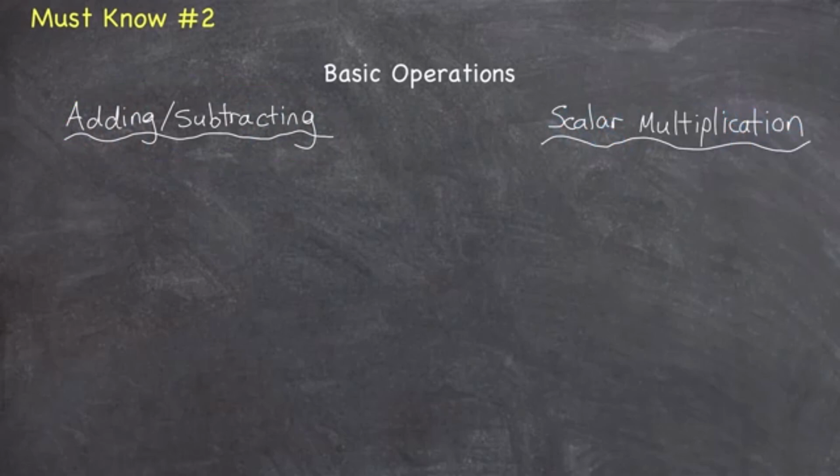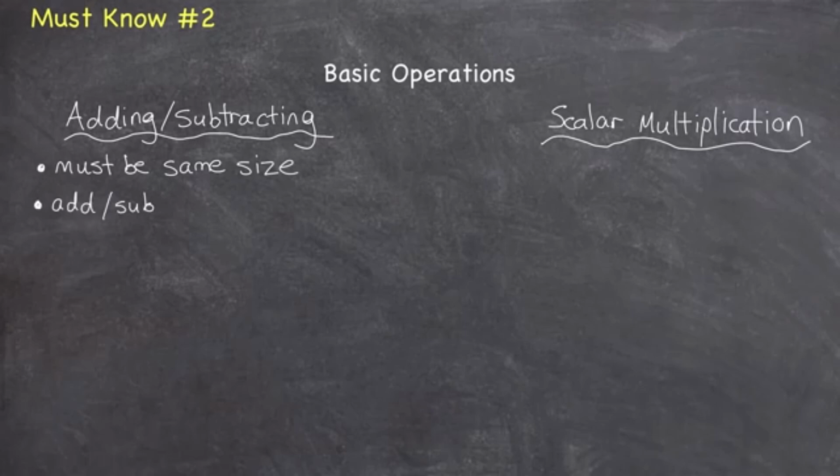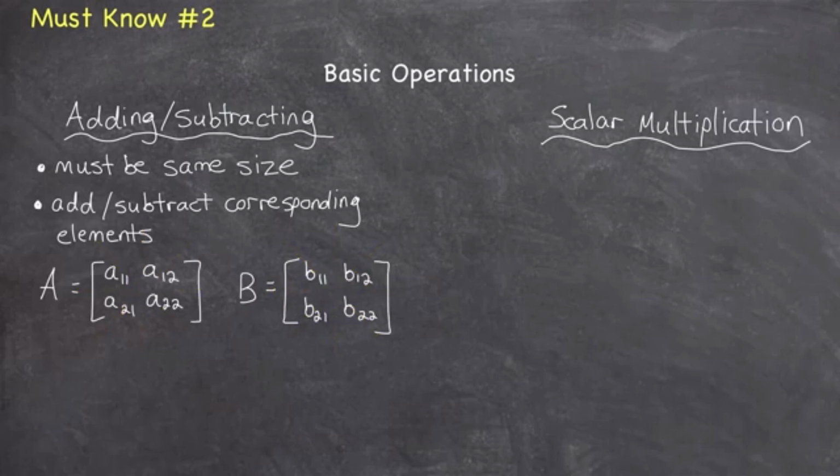The first thing we should note is that to add or subtract matrices, the matrices must be the same size. And all you have to do to add or subtract matrices is add or subtract their corresponding elements. So for example, if I have matrix A and B that are both 2 by 2 matrices, the sum of those two matrices would also be a 2 by 2 matrix made up of 4 elements.